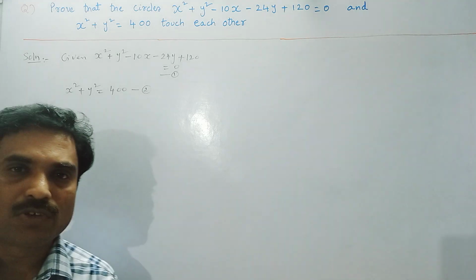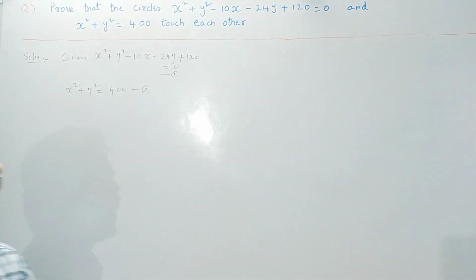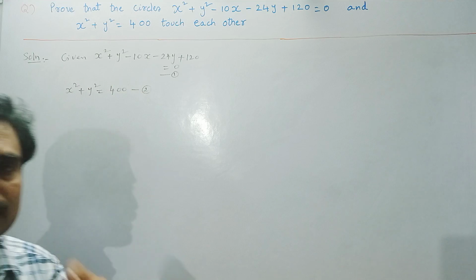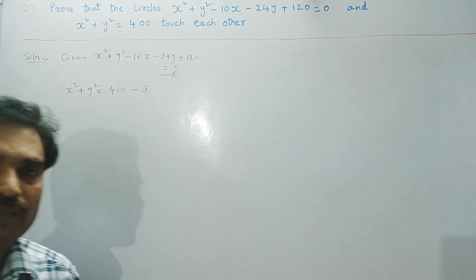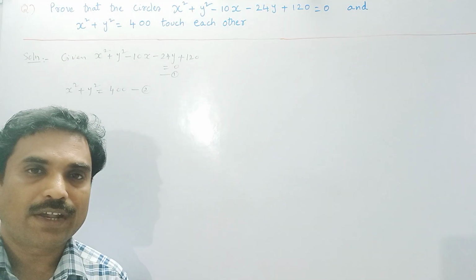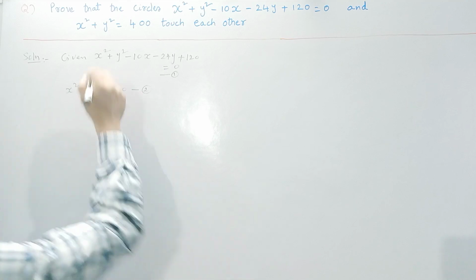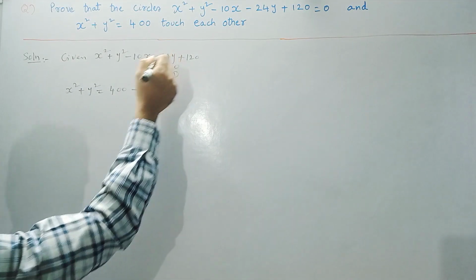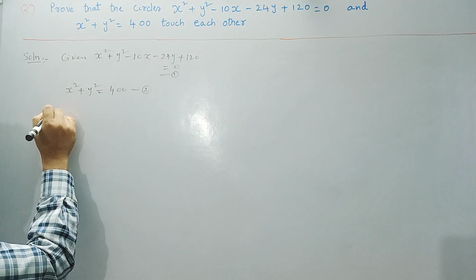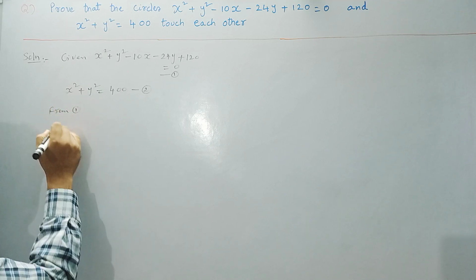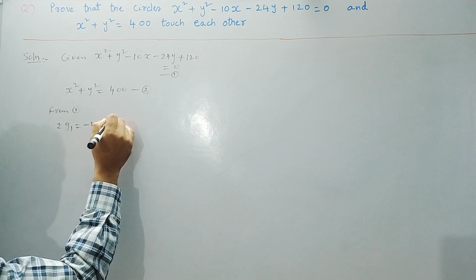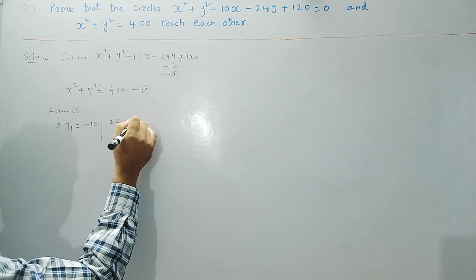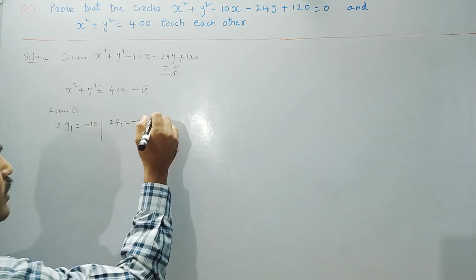Now we have to compare these two equations with the general equation of a circle and find the center and radius. So from the first equation we will find center C1 and radius R1. Similarly, from the second equation we will find the center C2 and radius R2. So first we compare equation 1 with the general equation of a circle. So from 1 we get 2g1 is −10, 2f1 is −24, and what is c1?